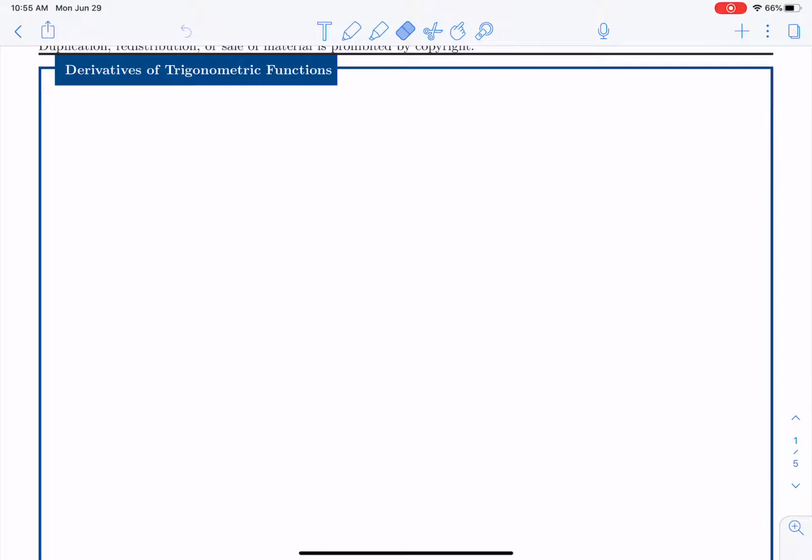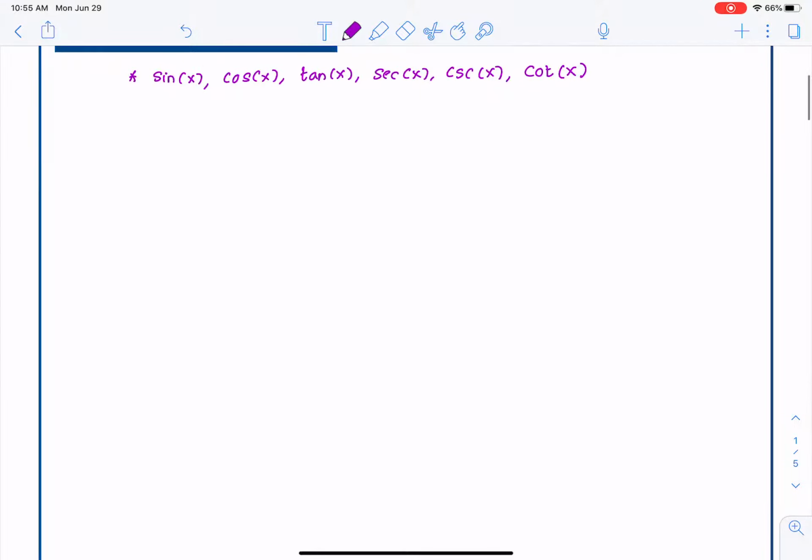We all know the trigonometric functions are sine x, cosine x, tangent x, secant x, cosecant x, and cotangent x. So those are all trigonometric functions.